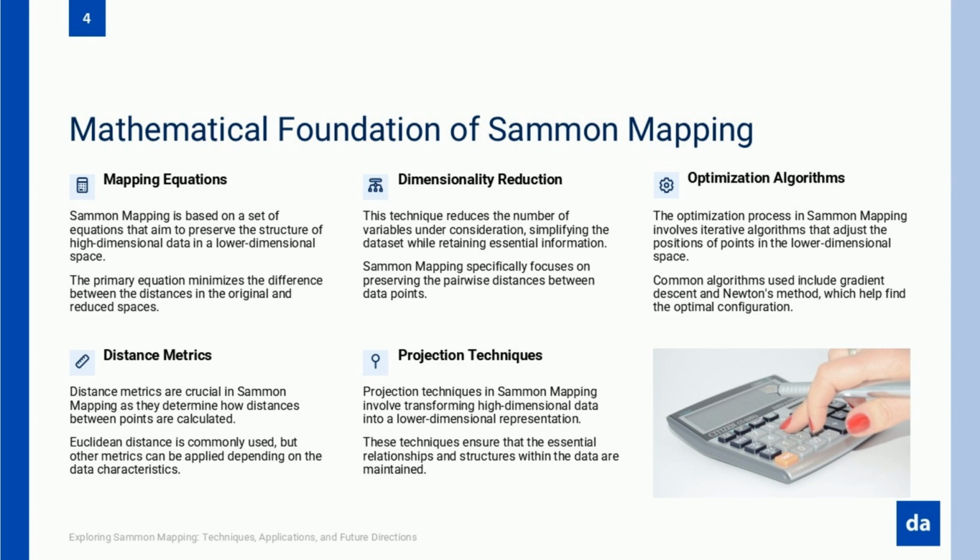This is where things start to get really interesting because we're diving into the mathematical framework that makes this technique so powerful. At the core of Sammon Mapping is an optimization process designed to preserve the structure of the original dataset. The key idea is to minimize a stress function, often called the Sammon stress function, which quantifies the difference between the original pairwise distances in high dimensional space and the new distances in the lower dimensional projection.